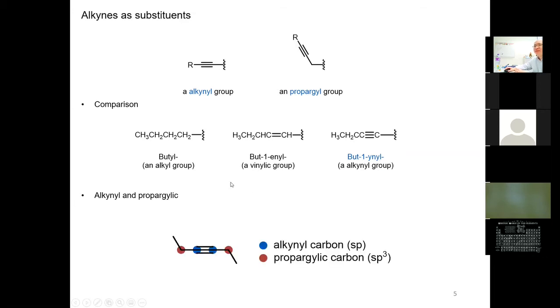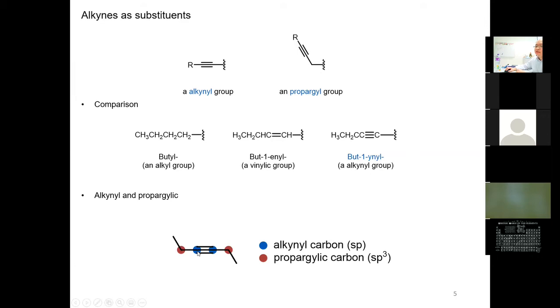Like the alkene, there are two types of carbon. In the alkene case, one is the vinylic carbon, which is the alkene carbon, and the other is the allylic carbon, which is the CH2 connected to the alkene. So in this alkyne case, there are also two types.